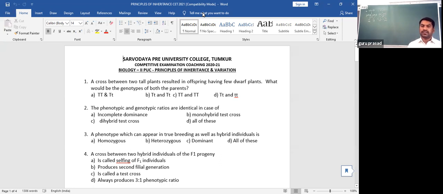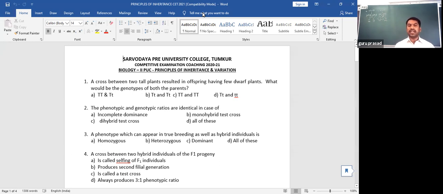You can find the phenotypic and genotypic ratio is the same in all these tests, all these experiments. So the answer may be one of these when the options are changed. For example, instead of monohybrid test cross, I can simply give monohybrid cross. At that time, the phenotypic ratio is different from the genotypic ratio. That is, 1 is to 2 is to 1 is the genotypic ratio, 3 is to 1 is the phenotypic ratio. They are not the same.